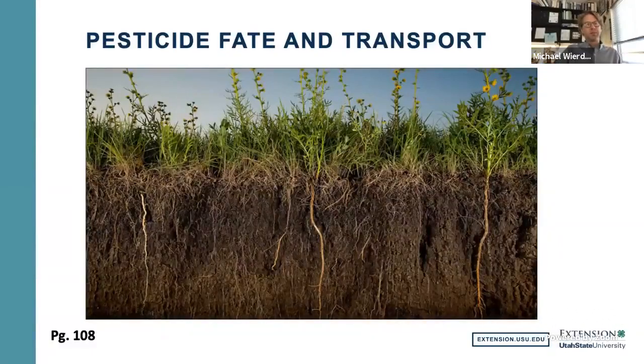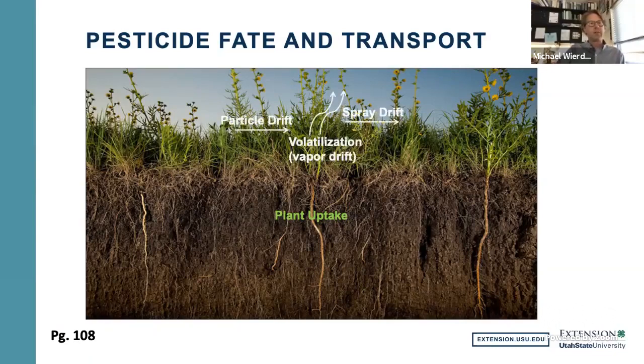So if we look at the fate of pesticides in the environment and how they are transported, there's lots of different ways it can go. First up, if you're spraying an herbicide, the uptake of it by the plant. That's your goal. You want this to go into the plant. So plant uptake, if it's an insecticide, insect uptake. Then we have off-target movements that can happen through various different types of drift. We have particle drift, spray drift, and vapor drift. We will look at all of these individually here in the near future.